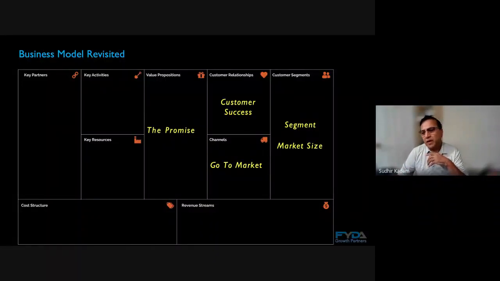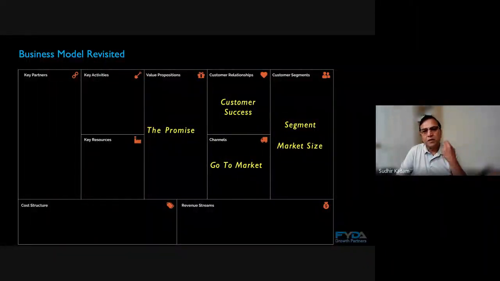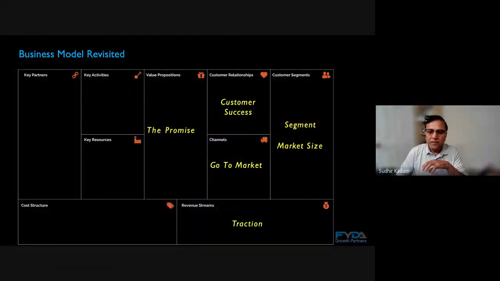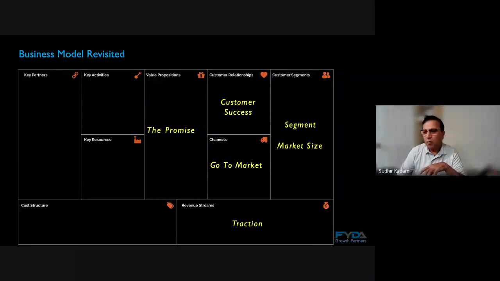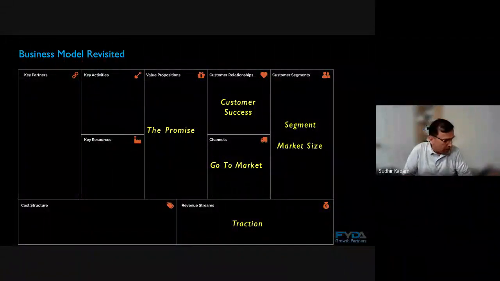Then comes customer relationship. This is all about your customer success. You have acquired a customer, you want to retain that customer, and you want to upsell and cross-sell to that customer. So that's customer success. Then this is the one word that all your investors will talk about: traction. All they want to see is where you are in your revenue cycle.